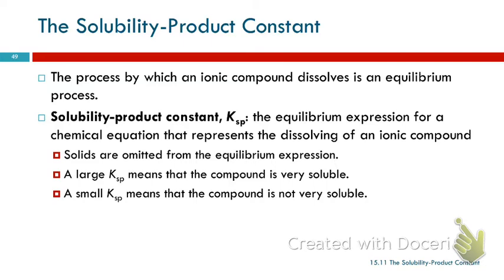It's the equilibrium expression for a chemical equation representing the dissolving of a solid of an ionic compound. So remember that the solids are omitted from the equilibrium expression. And so if we have a large KSP, that means we've got a lot of product, a lot of the ions. If we have a small KSP, we have very few ions, and that means that the compound is not very soluble.